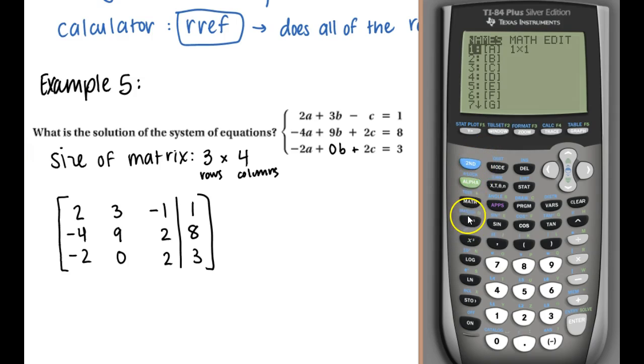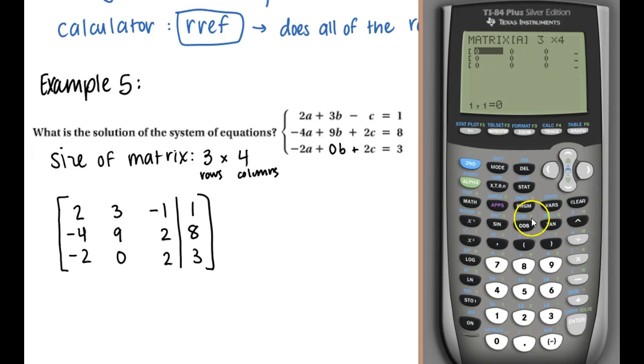Now in the calculator, what we want to do is go to second matrix, then arrow over to edit and press enter. The calculator will ask you what the size of the matrix is, so we're going to type in 3 by 4, and it makes the matrix for us.